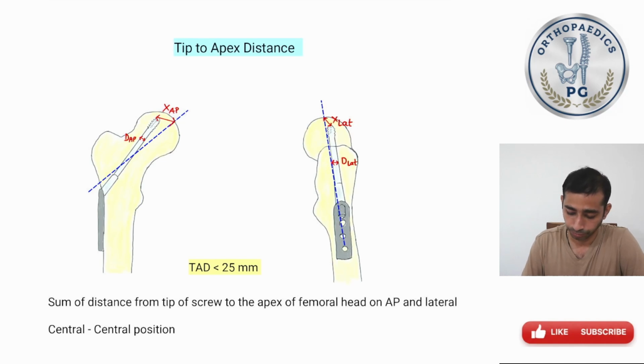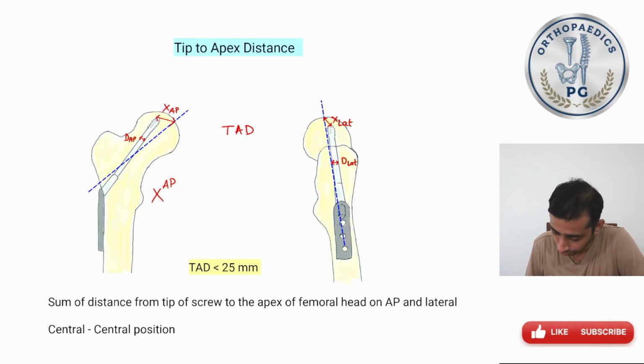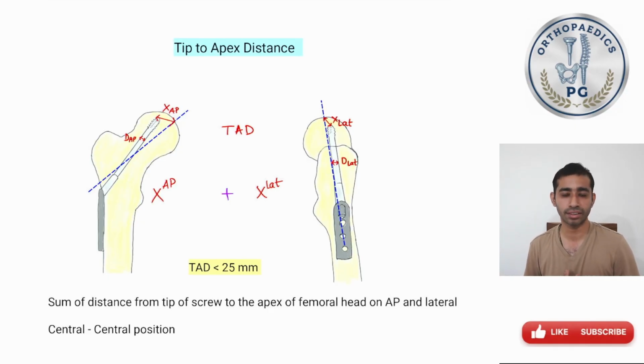Now, the tip apex distance is given as the distance between the tip of the screw and apex on the AP view and the lateral view. Now, if the X-ray is in 100% magnification, this is the tip apex distance. However, most X-rays will have some degree of magnification. So we have to multiply it by the magnification correction coefficient.